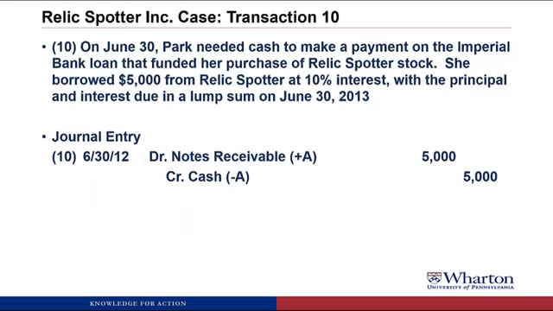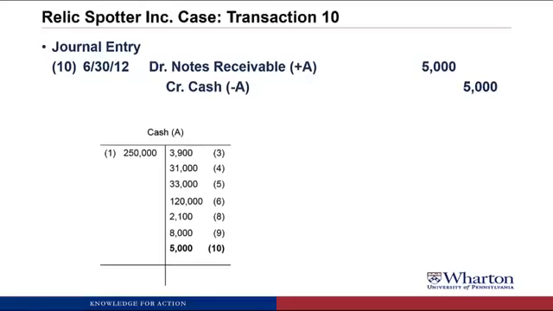You're correct that in both cases, Rebecca Park was borrowing money on her own account. What's different was that in the first example we saw, she was borrowing it from the Imperial Bank. In this transaction, she's borrowing it from Relic Spotter. That means that Relic Spotter is giving some of its cash to Rebecca Park, and Relic Spotter has to record a transaction for that disbursement of cash to Rebecca. We post this to T accounts with another credit to cash, and we create a T account for notes receivable.